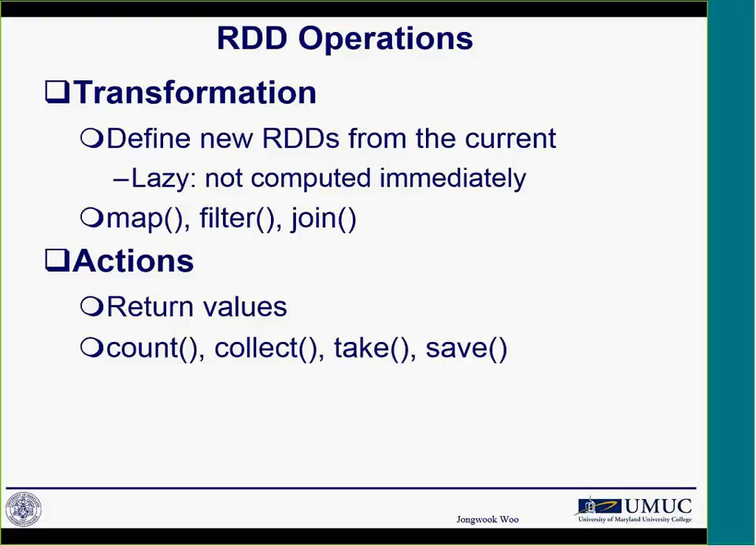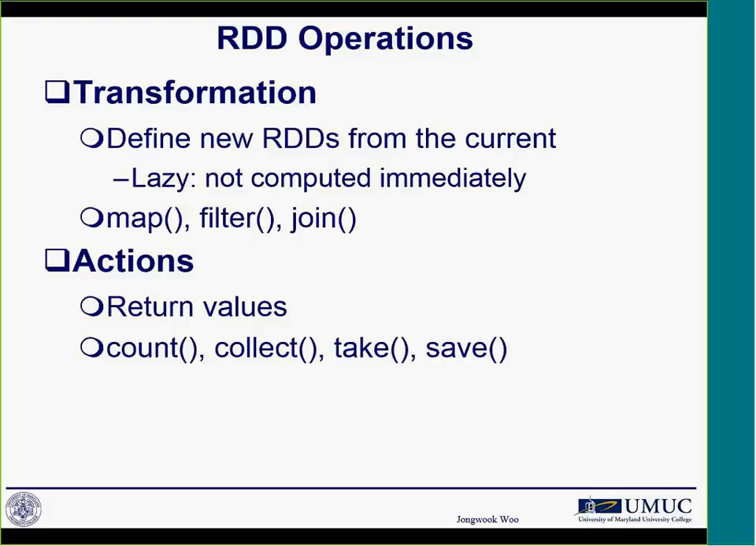It means that if you take a look at the code, a transformation function is just to define a new RDD, but the data is not actually computed yet. So as a human being, you can tell, oh, this RDD generates that RDD, and that RDD generates another RDD, but the computer itself doesn't compute the data yet, unless an action is called.